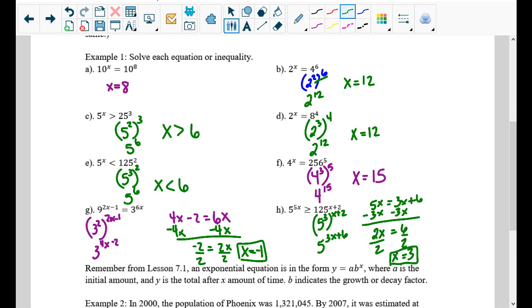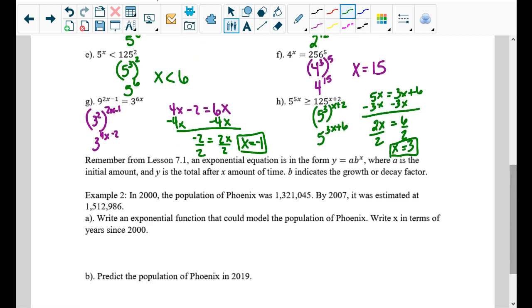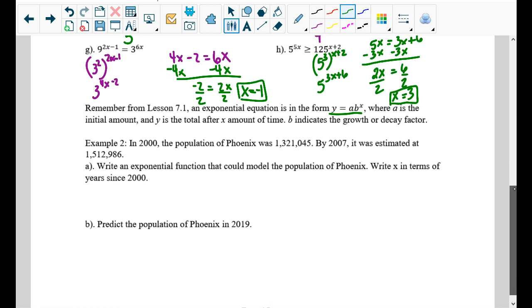Okay? So let's take a look here. We have a word problem application here. So remember from 7.1, the exponential equation in this form, okay? A is the initial amount, y is the total after so much time, and b indicates the growth or decay factor. So in 2000, the population of Phoenix was 1,321,045. By 2007, it was estimated at 1,512,986. So we need an exponential function that can model the population of Phoenix. So we need to figure out what is that growth factor.